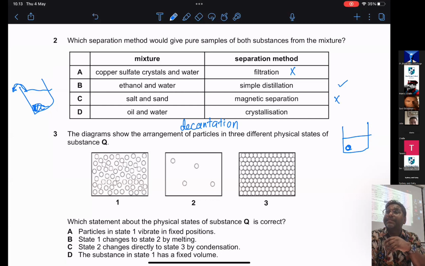What is decantation? It's like if you have something and then water, you just take out the solution slowly, you just pour it out. So the connection is a bit slow. So you can see if you have something, let's say like this, you pour this out slowly, leaving this insoluble stuff aside, still inside. You take it out. So this is what we call decantation.